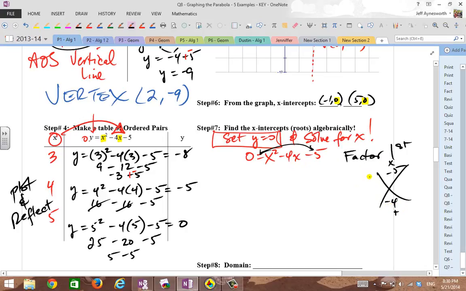All right, they're called -5 and 1. -5 times 1 is -5, and -5 plus 1 is -4. All right, let's do some factor by grouping and split the middle term here. We got 0 equals x squared minus 5x plus 1x minus 5. Okay, I split the middle term.